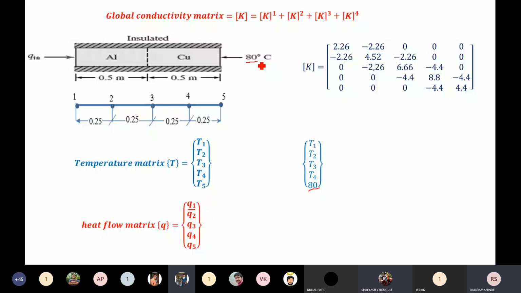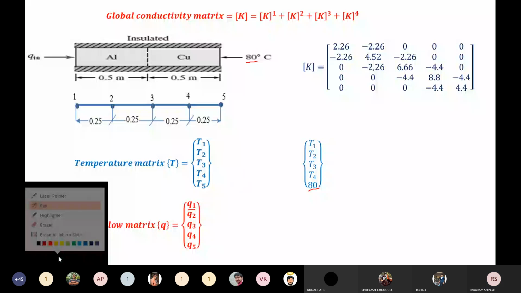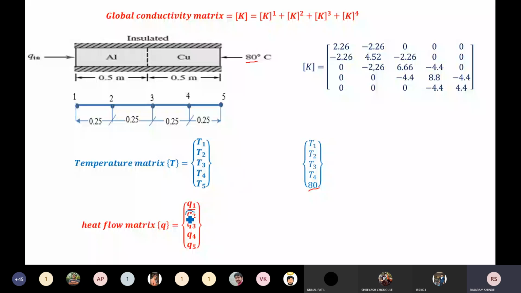Sorry, sir, correct. Okay. Now Q2, Q3, Q4 are 0. This term is 0, this term is 0, this term is 0. These three terms are 0. Now Q1 is equal to Q in. Now can we take Q in as it is? Yes, sir.